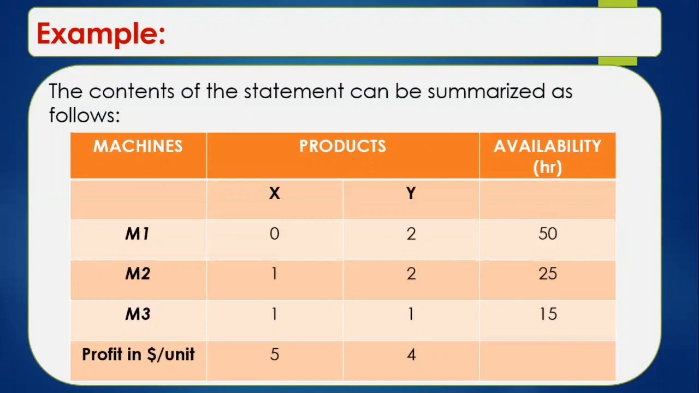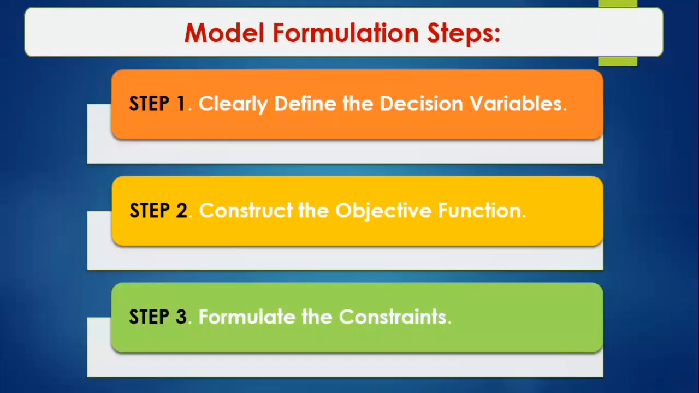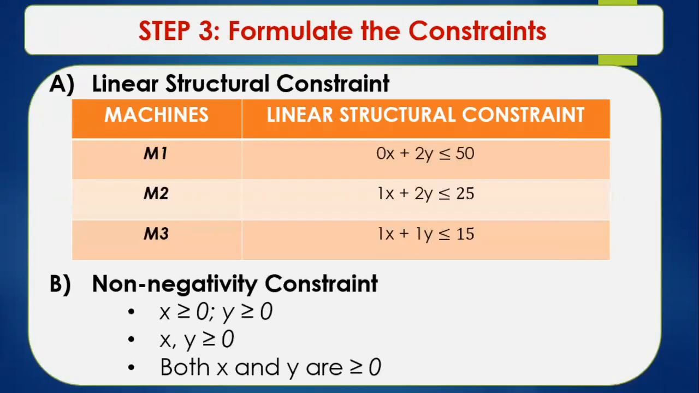And our second linear structural constraint would be 1x plus 2y less than or equal to 25. And lastly, for machine 3, our linear structural constraint would be 1x plus 1y less than or equal to 15. Now that we have formulated our constraints, what's next?